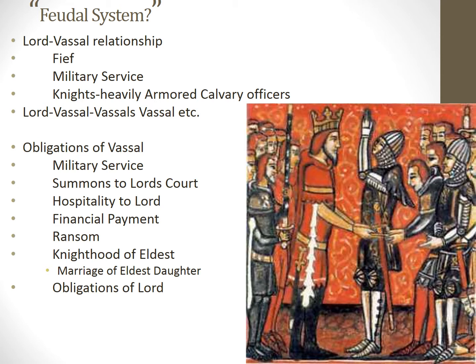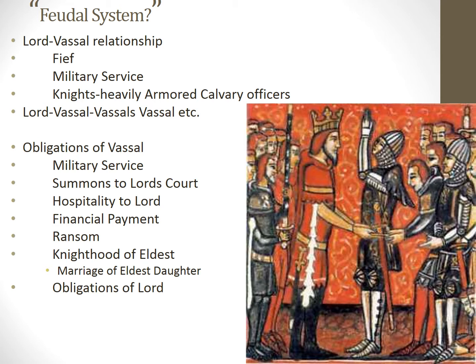knighting a vassal. In feudal Europe, the basic organizational structure of political power and of land use in the area was driven by what's called the lord-vassal relationship. So every lord had a vassal, and vassals oftentimes had vassals as well. In this relationship, the lord would provide to the vassal a fief.